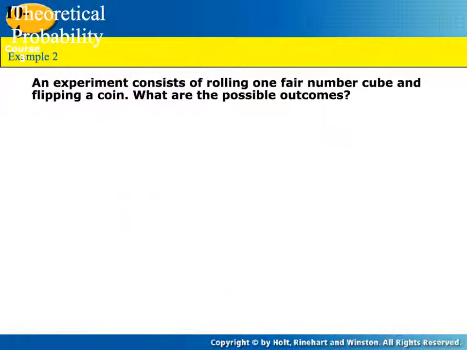Awesome. Okay, so it says an experiment consists of rolling one fair number cube and flipping a coin. Think about the possible outcomes. What could I possibly get if I roll a number cube and flip a coin? I want to see if you could do this one yourself. So pause now, try this one on your own.